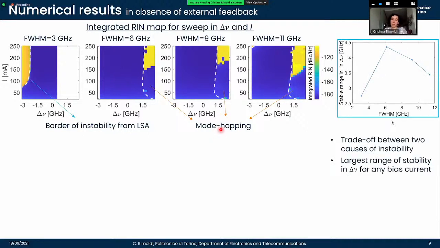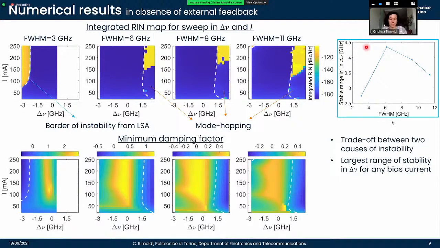We can then now plot the range of stability in delta nu for any bias current. And here we can observe the clear presence of an optimal middle point, which implies a trade-off between the two causes of instability. On the other hand, we can make some considerations by looking at the poles with the minimum damping factor. These poles are associated to relaxation oscillations for FWHM equal to 3 GHz, and most of the time to photon-photon resonance in the other cases.